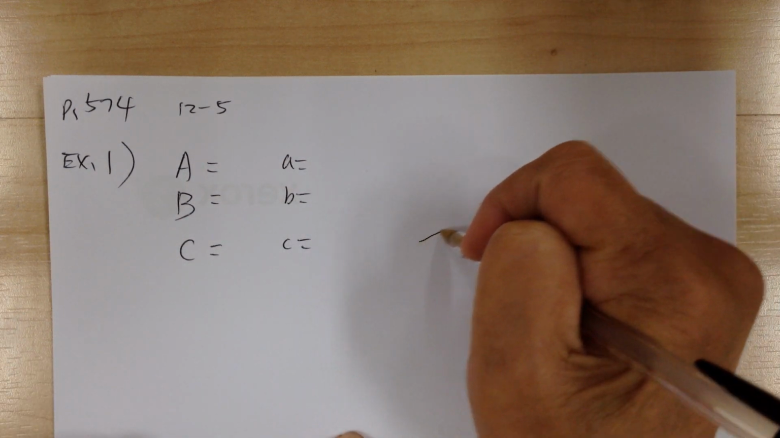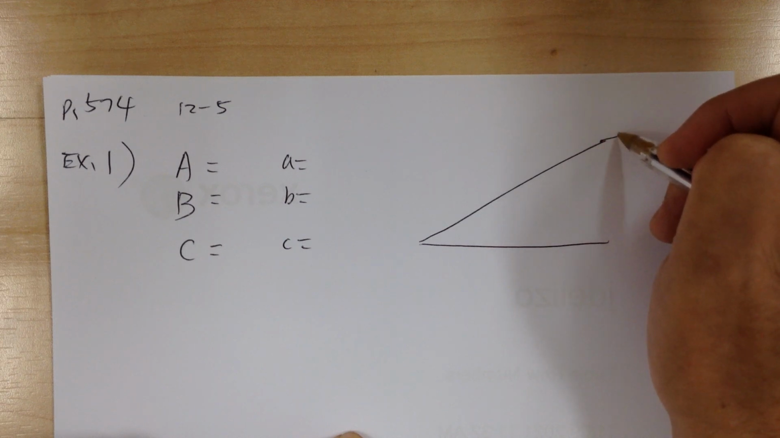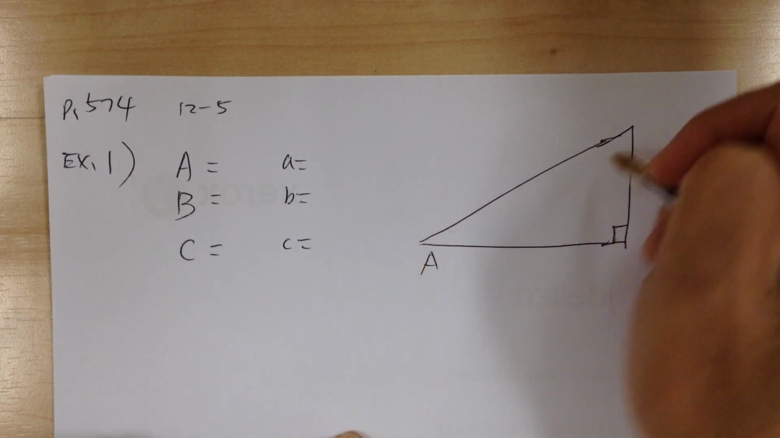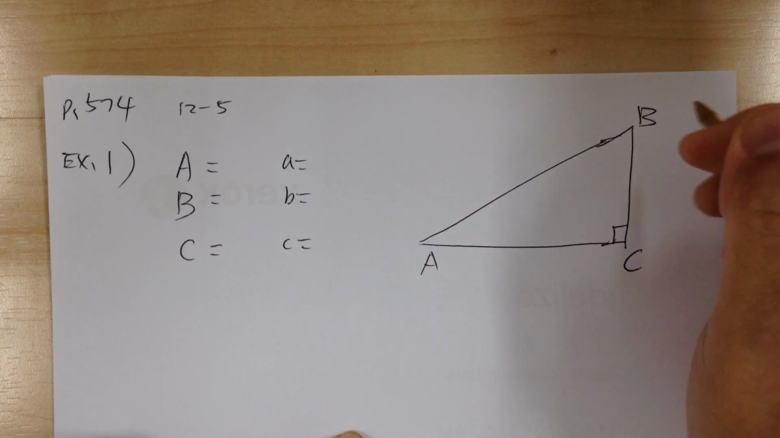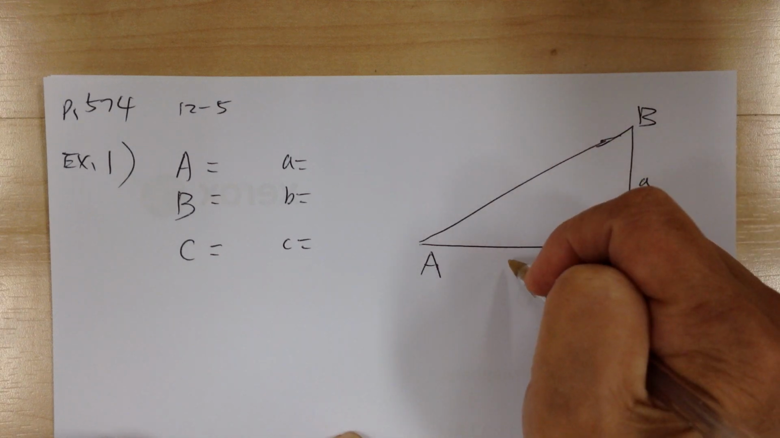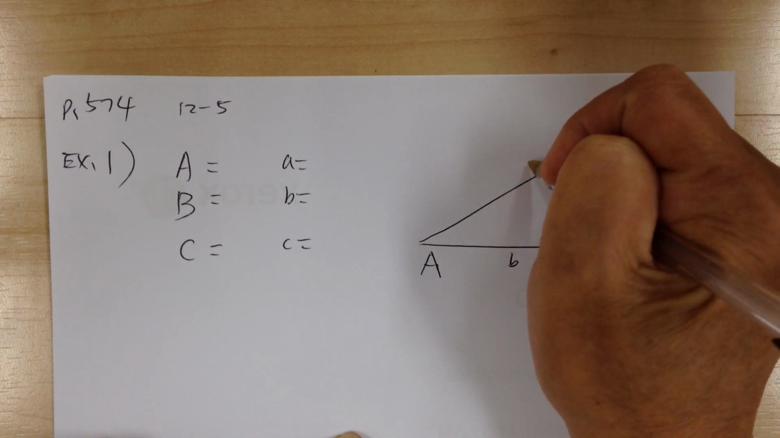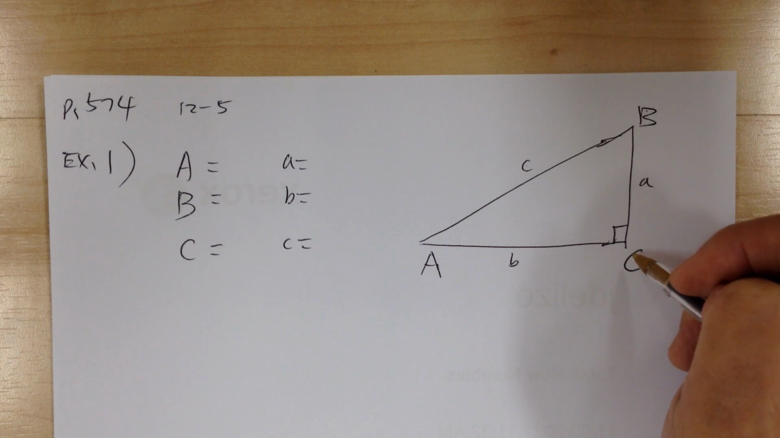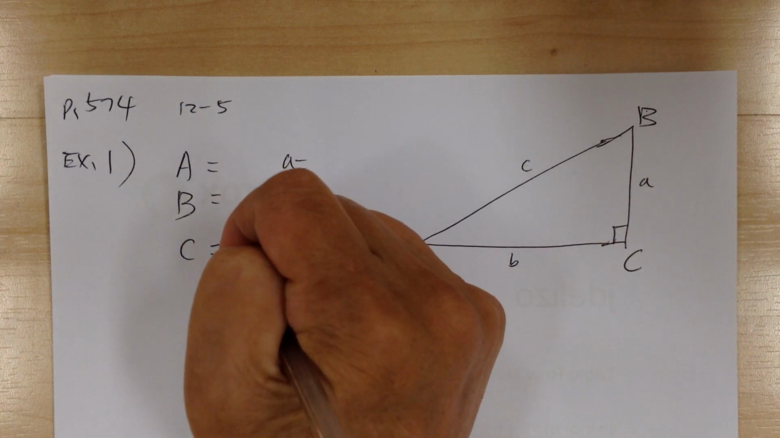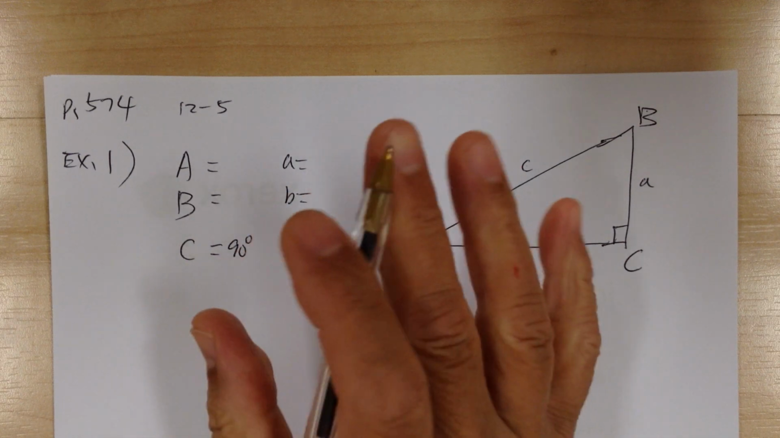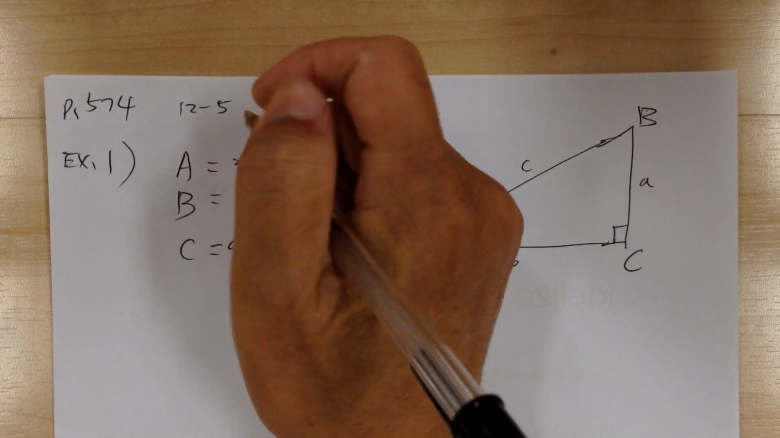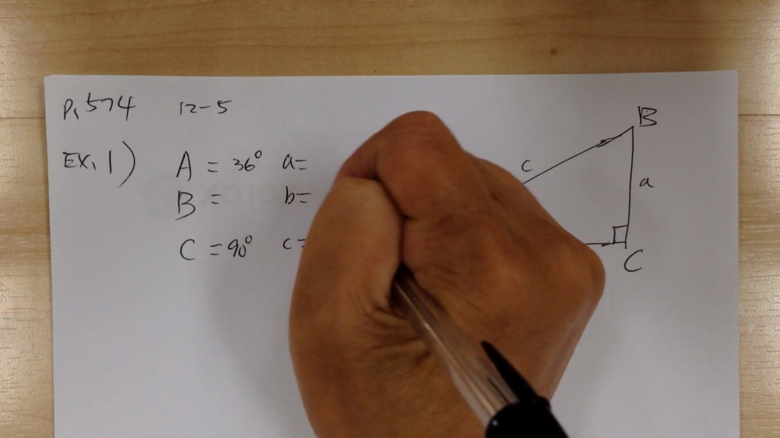Also, you need to draw the picture. It helps you to visualize. So this is A, B, C. Small a faces the big A, small b faces the big B, and small c faces the big C. When you have a right triangle, angle C is always your right angle, so right away you know this is 90 degrees. Then you write down the givens: angle A is 36 degrees, and the length b is 50.